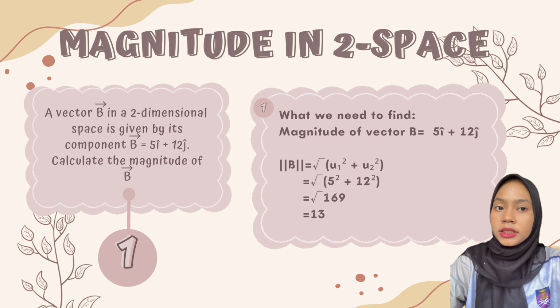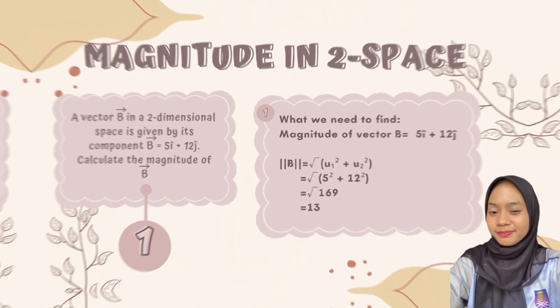A vector b in a two-dimensional space is given by its components, b equals 5i plus 12j. Calculate the magnitude of vector b. So what we need to find? We need to find the magnitude of the vector b, which is 5i plus 12j. So we insert into the formula, the square root of u1 squared plus u2 squared, and we get the square root of 5 squared plus 12 squared, and we get the square root of 169, and we get 13.